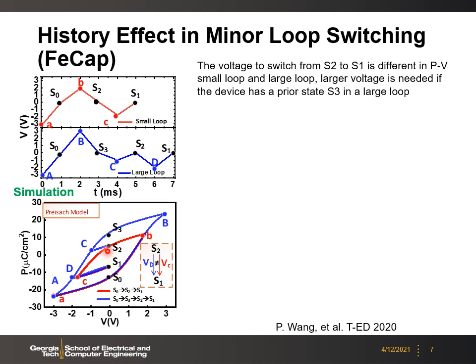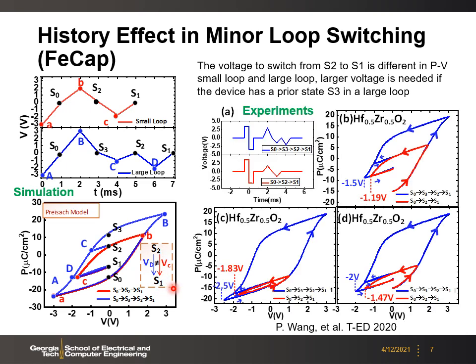If we follow the small loop, the red curve, the voltage to change from the S2 state to the S1 state is the voltage Vc. If we follow the large loop, the voltage to switch from S2 to S1 will be this voltage Vd. We can say that the voltages Vc and Vd are not equal. So this depends on the history of the device, even though we have the same transition from the S2 to S1 state.